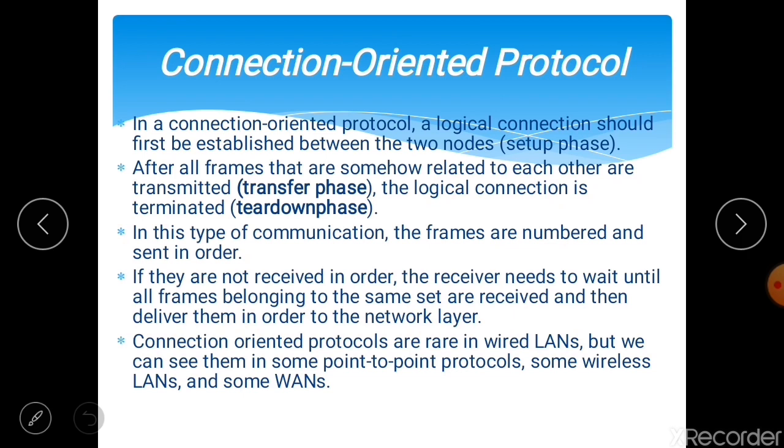In this type of communication, the frames are numbered and sent in order. If they are not received in order, the receiver needs to wait until all frames belonging to the same set are received and then deliver them in order to the network layer. Connection oriented protocols are rare in wired LANs, but you can see them in some point to point protocols, some wireless LANs and some WANs.